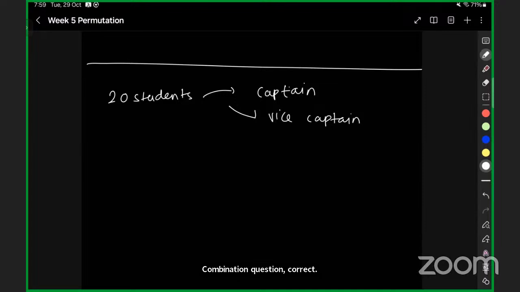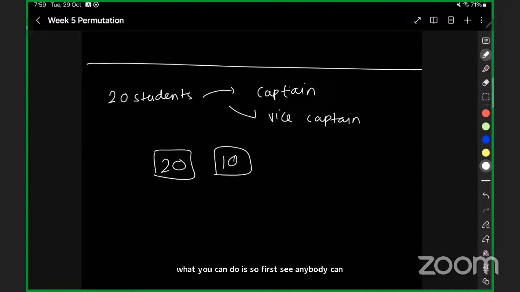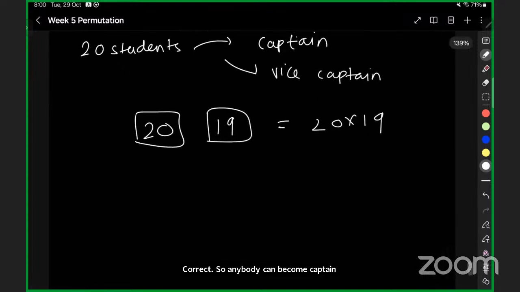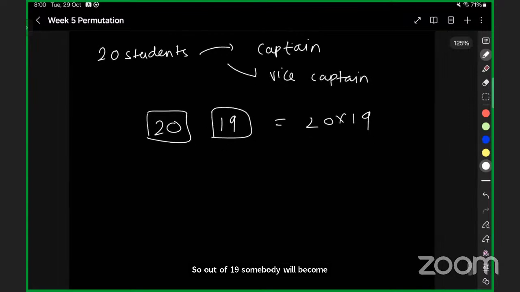No. So to explain this easily, what you can do is, see, anybody can become captain, right? Out of 20, and who are left, he will become vice captain, right? So 20 into 19, whatever this is, 20P2. So easily it's being done like this, correct? Anybody can become captain, but whoever becomes captain can't become vice captain. So out of 19, somebody will become vice captain, right?